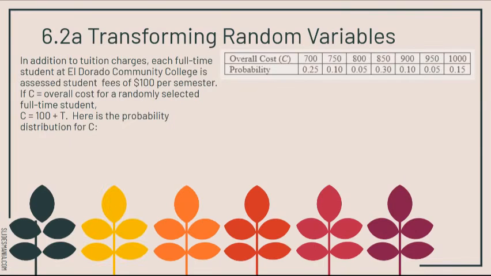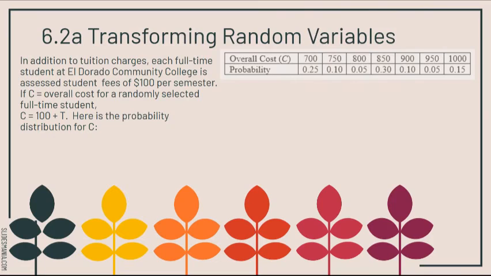All right, let's look at the next one. In addition to tuition charges, each full-time student at Eldorado Community College is assessed student fees of $100 per semester. If C is the overall cost for a randomly selected full-time student, then we could write the equation as C is 100 plus the tuition. Here's the probability distribution for C.